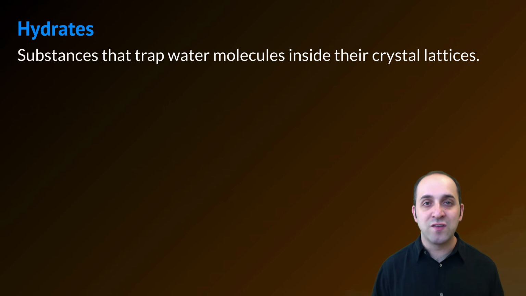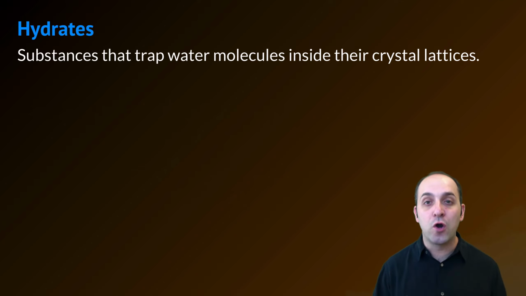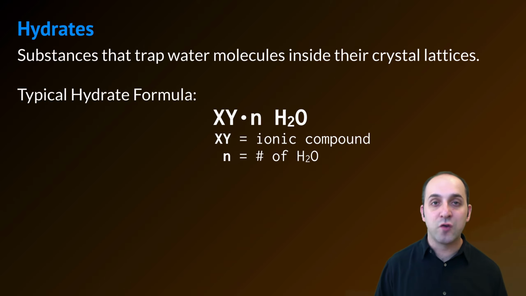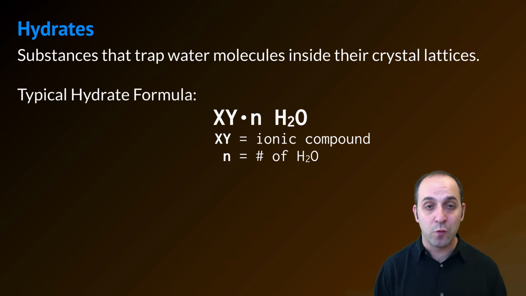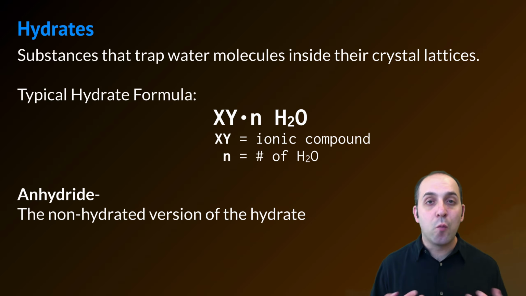One of the common situations in chemistry that deals with percent composition involves hydrates. Hydrates are a special kind of solid crystal that traps water molecules inside of the crystal lattice. The typical way we write a hydrate is to write the formula of the hydrate, which I've represented here as XY, and then a dot with some number of water molecules afterwards. It's important to understand that it's not a multiplication sign, it's just a convention for writing the formula. We can remove the water from the hydrate, at which point we would just have the anhydride, or the non-hydrated version of the hydrate, which would just be represented as XY.